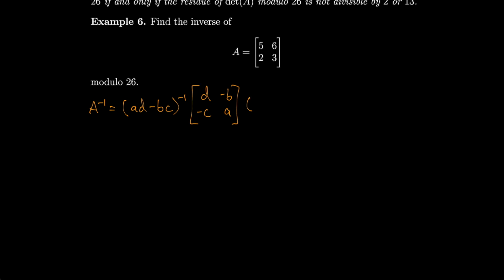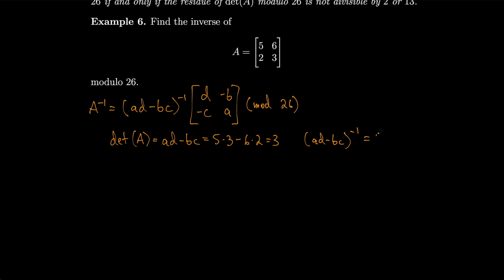In this case, we have to take everything mod 26, though. Okay, so let's get the determinant of A. The determinant of A is AD minus BC. So that's 5 times 3 minus 6 times 2, which is 3. That means that the inverse of AD minus BC will be 3 inverse, and we calculated that earlier. We saw that that's 9 modulo 26.